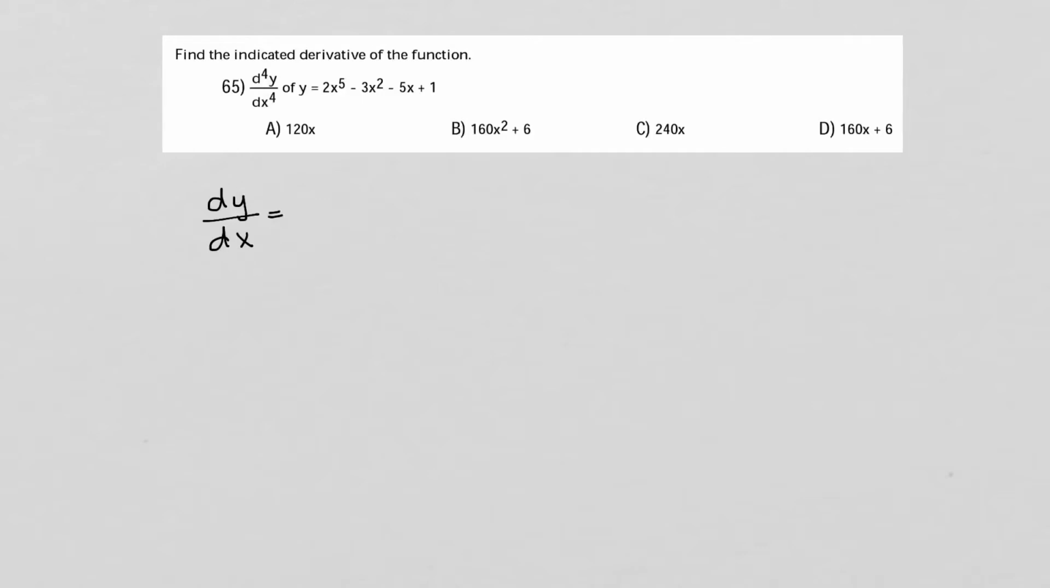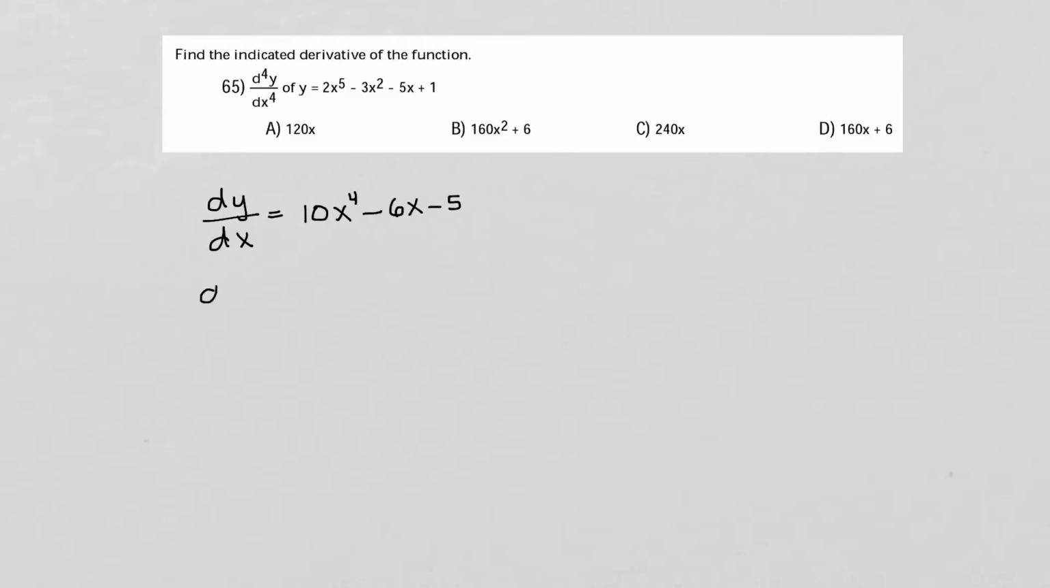and this is going to be 5 times 2 is 10, so we take the exponent 5 times the coefficient 2, and we reduce the exponent by 1, so that's 10x to the fourth minus 6x minus 5, and then the derivative of the constant term is just 0.